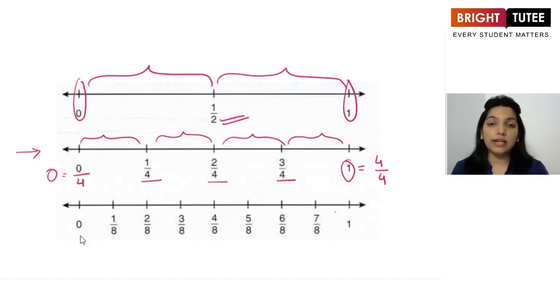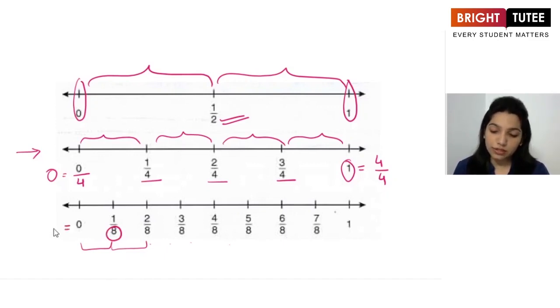So now look at the next one. Here, how many parts do you see? Here they have divided into 8 equal parts. So 8 equal parts you see here. So what do we have as the denominator? We have 8. How can we write this 0? We can write it as 0 over 8. And when we go till 7 over 8, the next number is 1. How can we write 1? We could have even written this as 8 over 8.